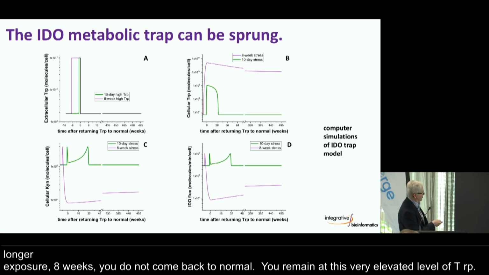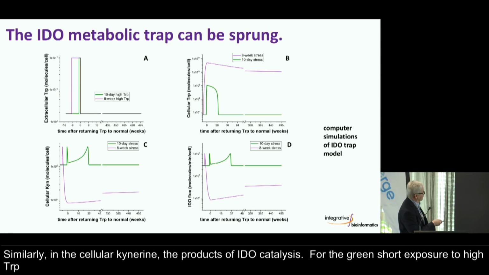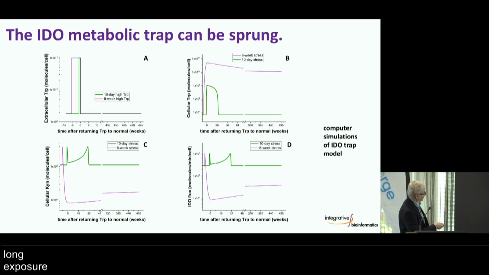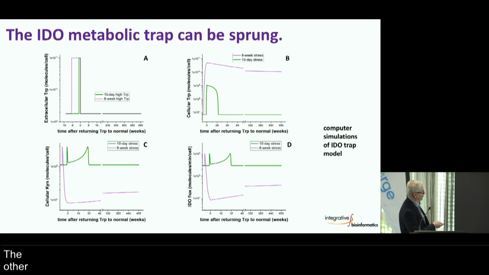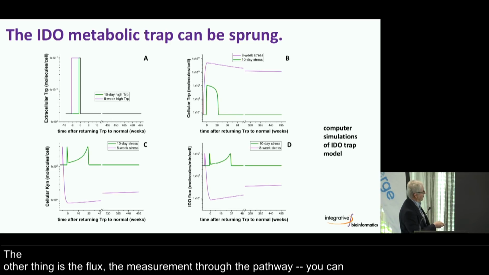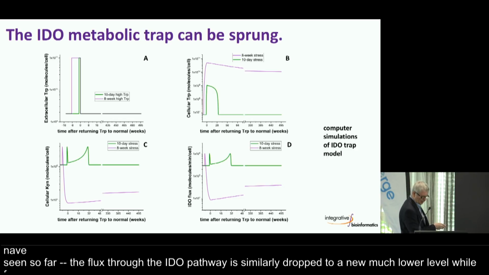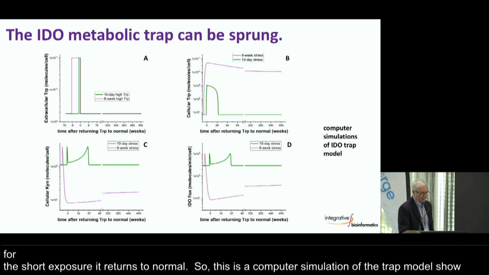Similarly, in the cellular kynurenine, that's the product of IDO catalysis, for the green short exposure to high tryptophan, you get a return to the normal level after removing the high tryptophan from the medium. However, for the long exposure to high tryptophan, you fall to a new steady state, which is much lower kynurenine than normal. And the other thing is the flux through that pathway, and you can imagine, based on what you've seen so far, that the flux through the IDO pathway is similarly dropped to a new, much lower level, while for the short exposure, it returns to normal. So this is a computer simulation of the trap model showing that, in fact, metabolic traps can be sprung.